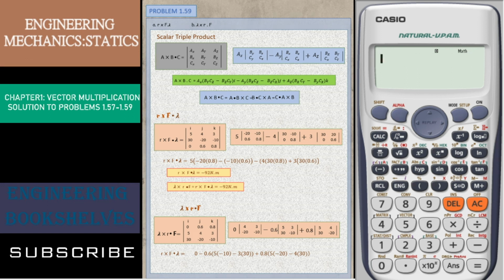So let's compute. Negative 0.6 times the quantity 5 times negative 10 minus 3 times 30, plus 0.8 times the quantity 5 times negative 20 minus 4 times 30. So it is negative 92 Newton meter.